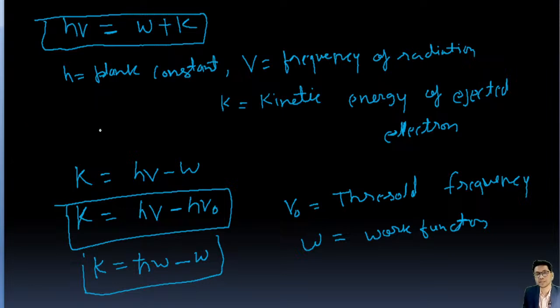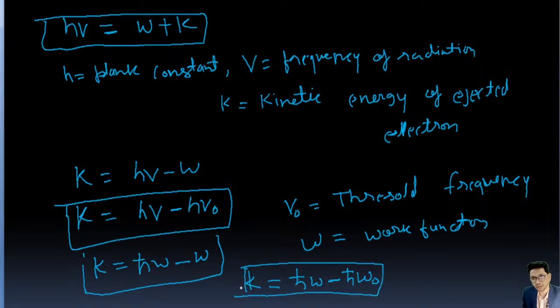This is how Einstein explained it. We are not going into the detailed derivation, because we need this for questions in examinations. So this is the photoelectric effect, and these are all the Einstein equations. We can write this as K equal to h nu minus W as well.